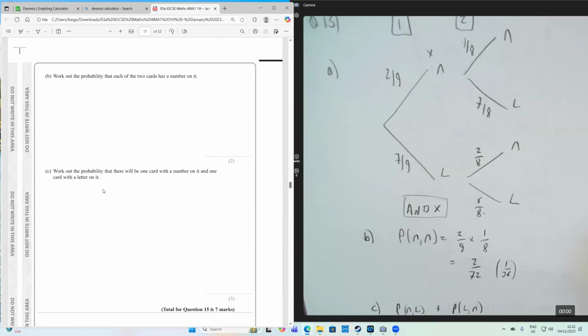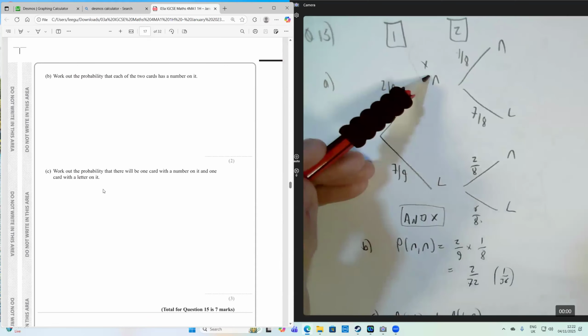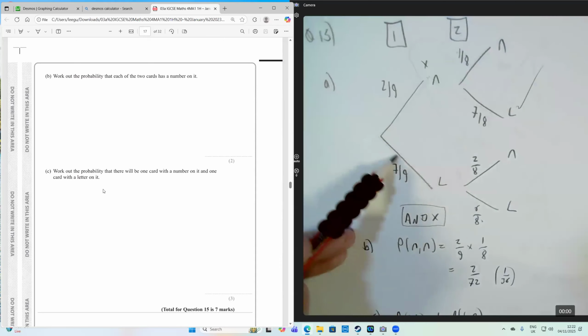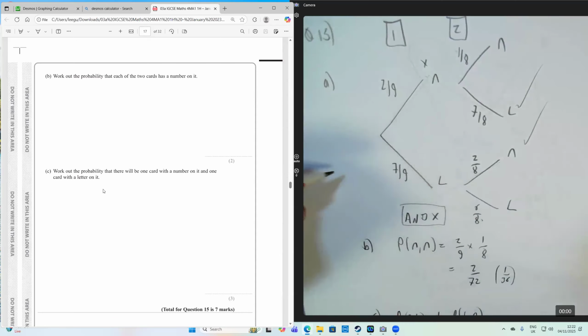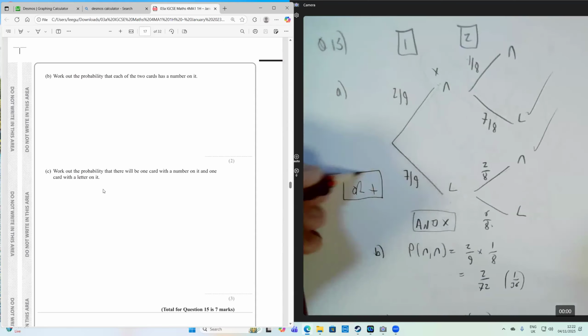Okay, and then the next bit, part C, work out the probability that there will be 1 card with a number on and 1 card with a letter. So there's 2 ways that can happen. Either we pick a number first and then a letter, so we can have that branch, or we pick a letter first and then a number. Now, when we hear the word or in probability, that means we need to add, okay?